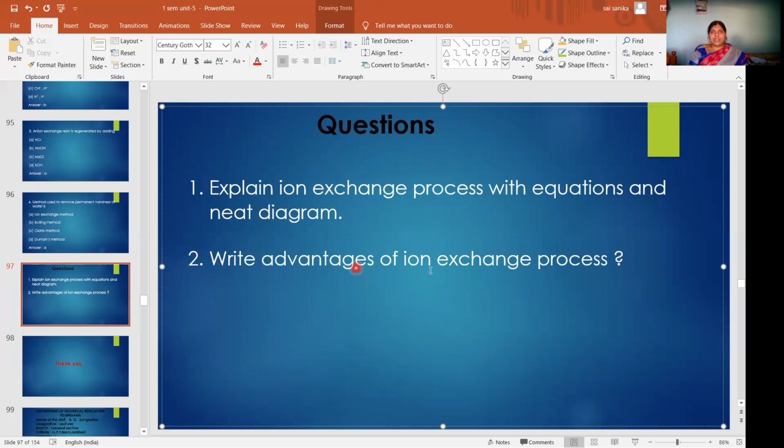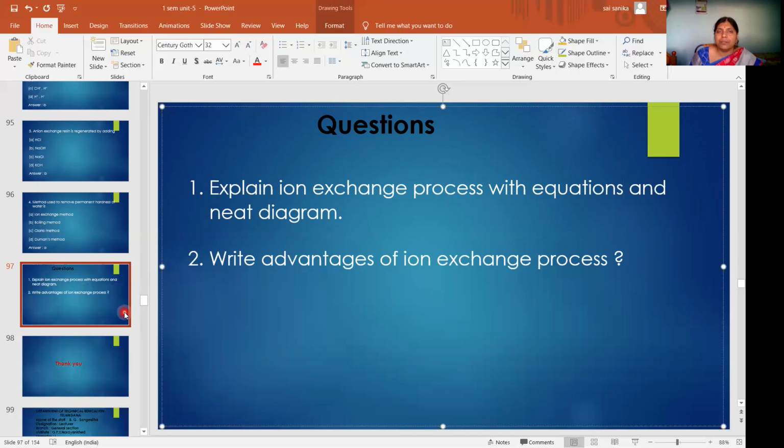Then write advantages of ion exchange process. Okay, this is not important. Sometimes they will ask. Not frequently asked question. Already I told, zeolite and ion exchange process are compulsory every year, any one method, either zeolite or ion exchange process, for 5 marks question. So you have to be perfect in both these processes. Okay, so with this we finish ion exchange processes.